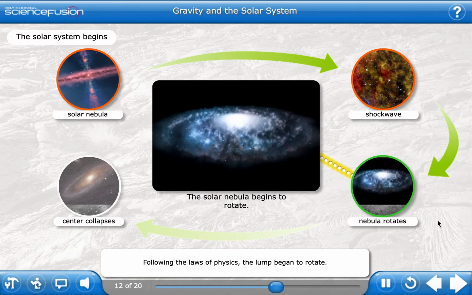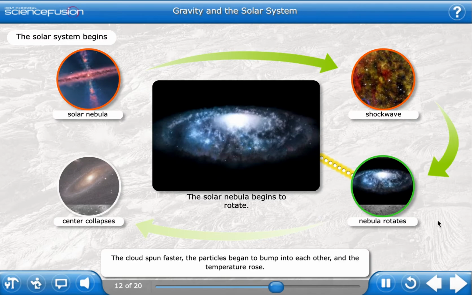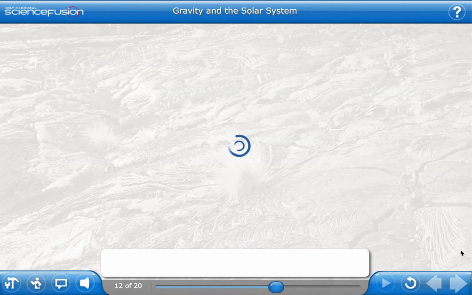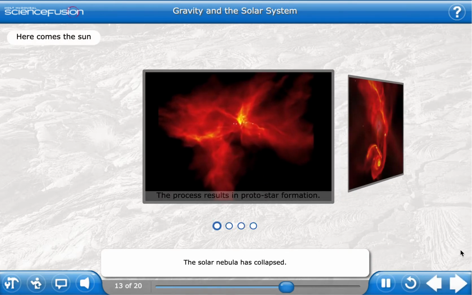Following the laws of physics, the lump began to rotate. As it rotated, it flattened out into a disk. The cloud spun faster. The particles began to bump into each other, and the temperature rose. Gravitational attraction continued to pull everything in the spinning cloud toward the center. Eventually, gravity did cause the center to collapse. This disk would become our solar system. The solar nebula has collapsed. Click the images to see what happened next.